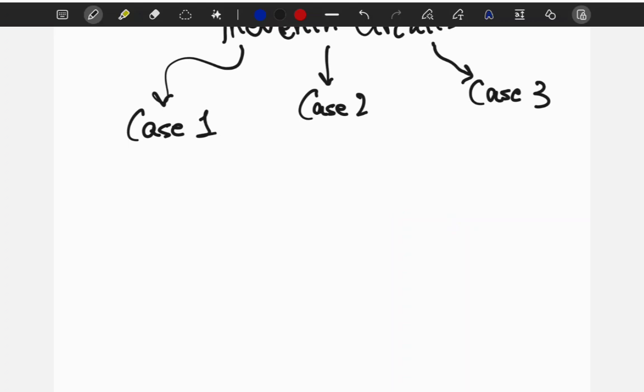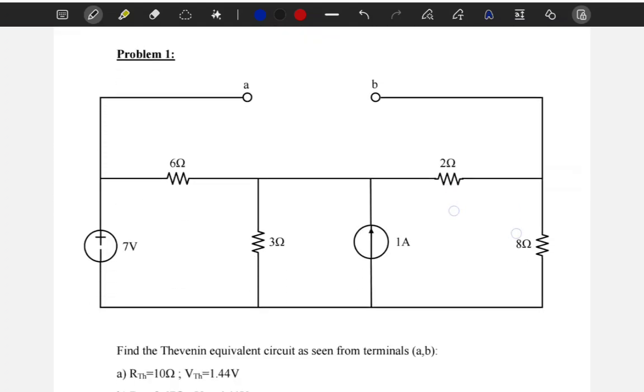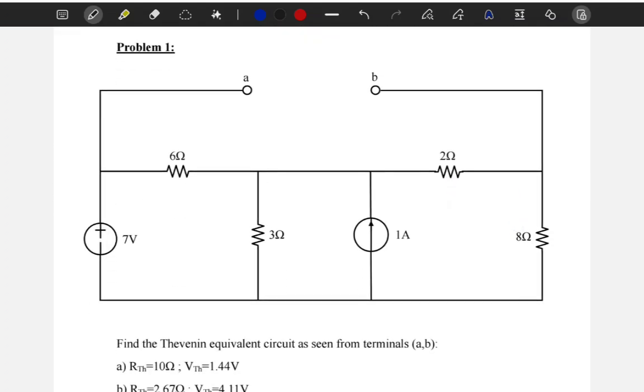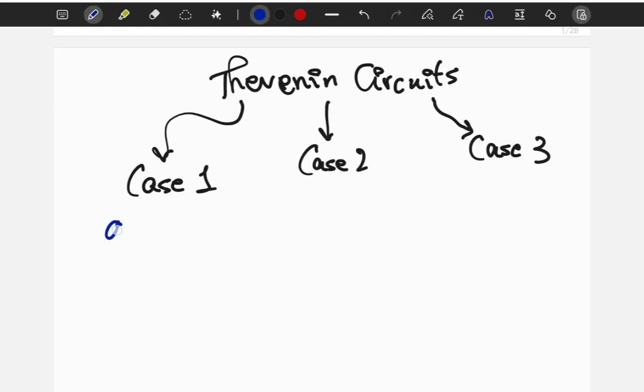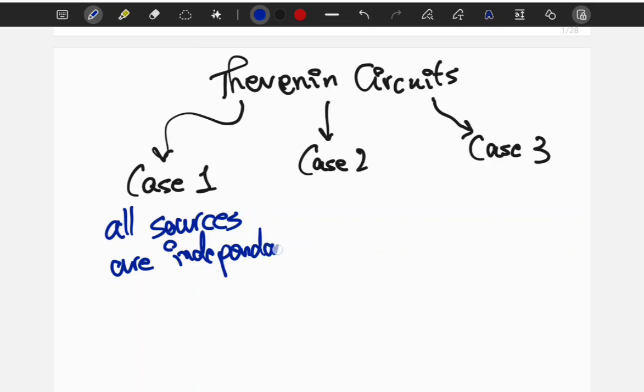In case 1, which is the case in problem 1, we have two independent sources: the 7-volt independent source and the 1 ampere independent source. When the circuit has all independent sources, so there isn't a source which is dependent, everything is independent, this is case 1. Case 1 is where all sources are independent. They function without any intervention from the other elements of the circuit.